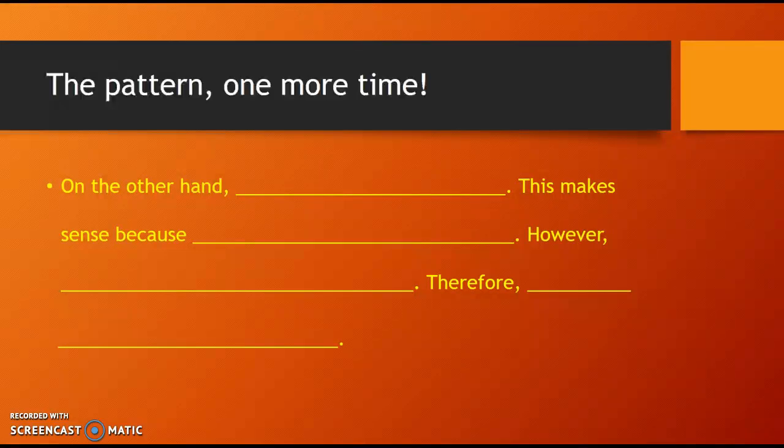So here's the pattern one more time. On the other hand, and then you would insert the counterclaim. That would come from your although in your thesis paragraph. This makes sense because, and then you explain why their argument has some truth to it. However, and that's the part where you get to argue back and say, no, I'm actually right. And then you tie it all together with a warrant. Therefore, and then you go into the since.